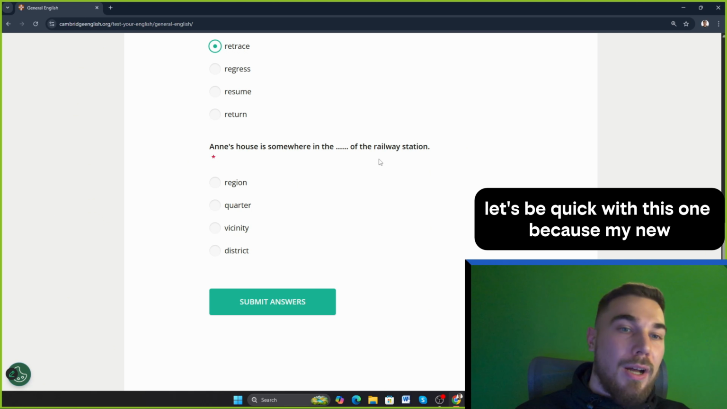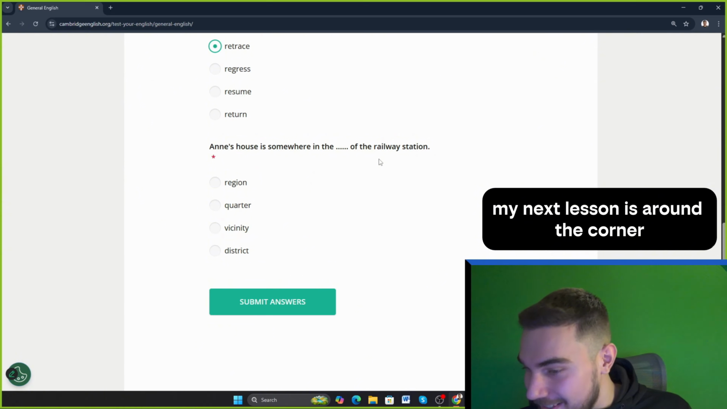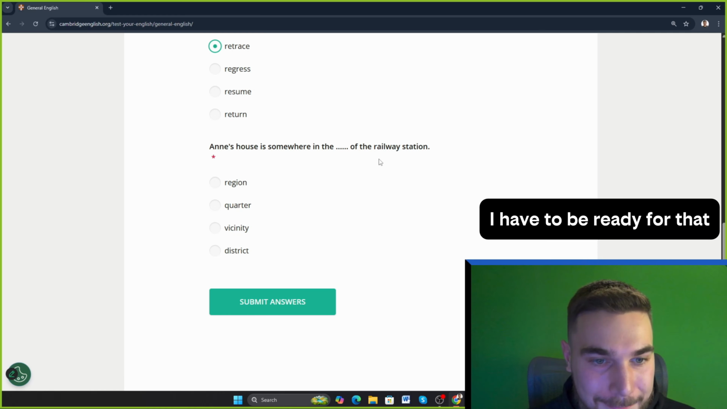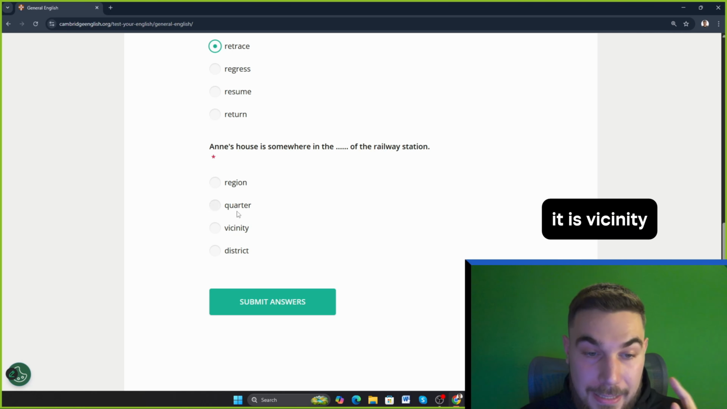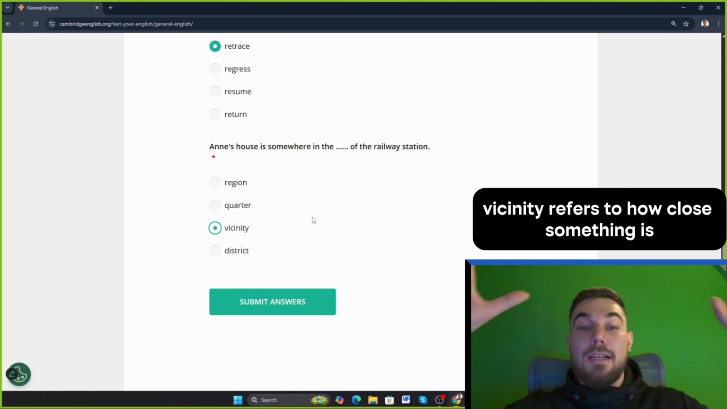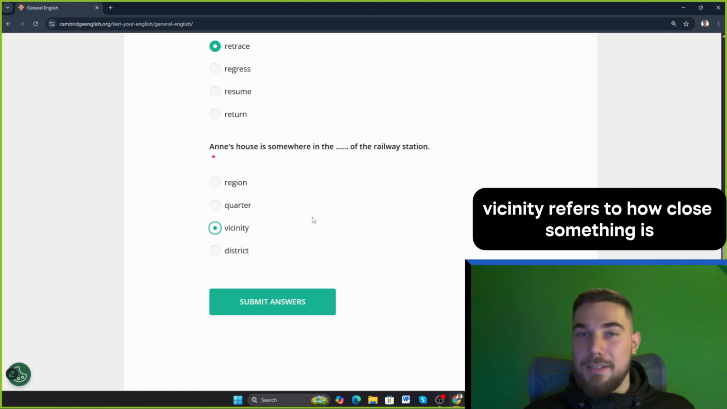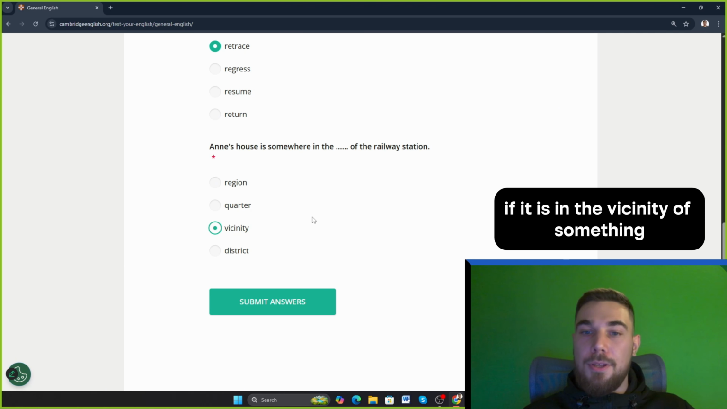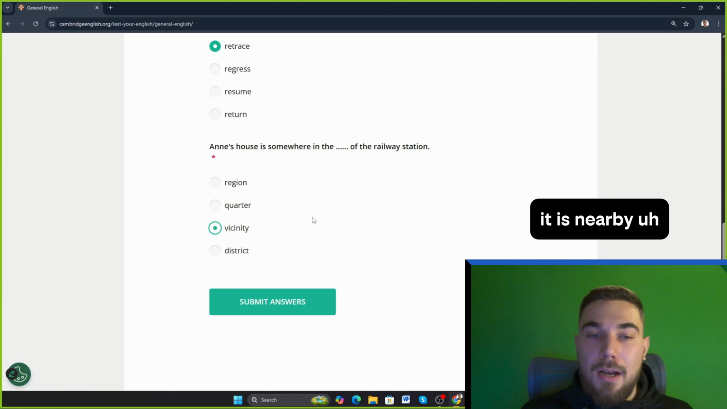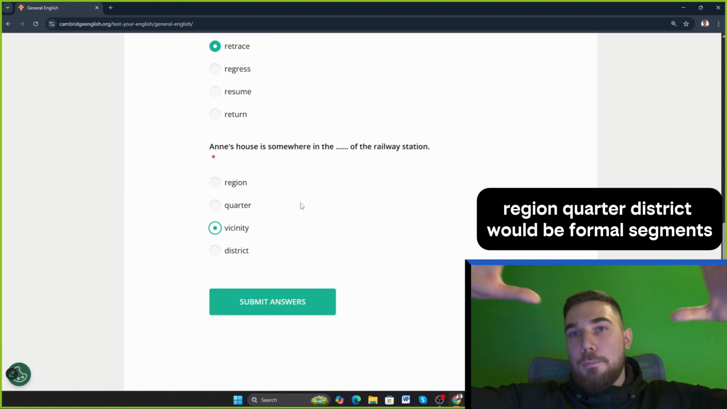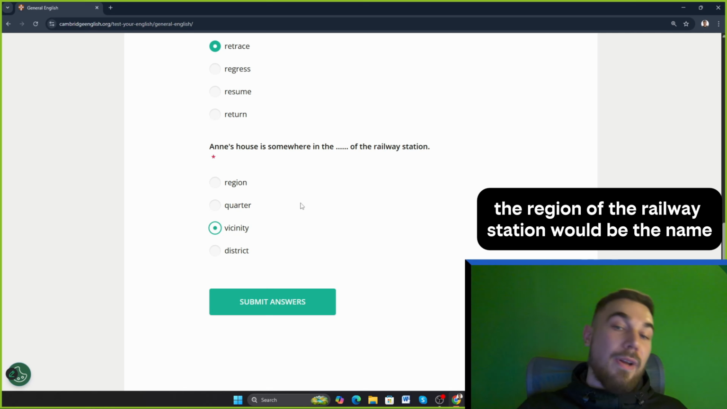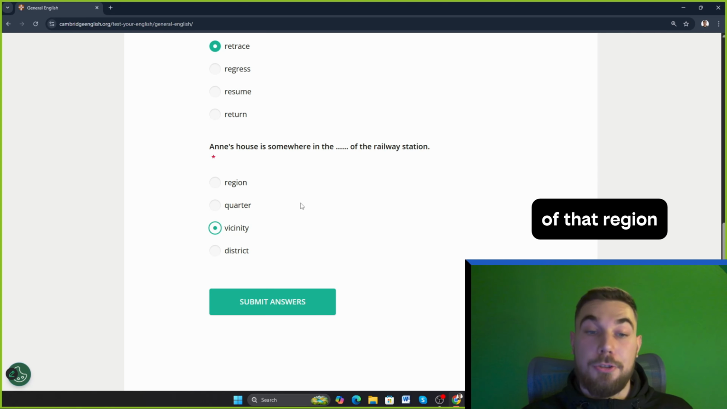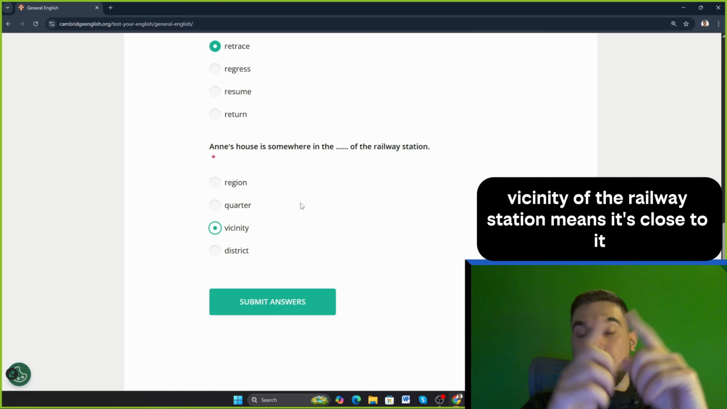Let's be quick with this one because my next lesson is around the corner. I have to be ready for that. So, region, quarter, vicinity, district. It is vicinity. Vicinity refers to how close something is. If it is in the vicinity of something, it is nearby. Region, quarter, district would be formal segments, formal areas. The region of the railway station would be the name of that region. Vicinity of the railway station means it's close to it.